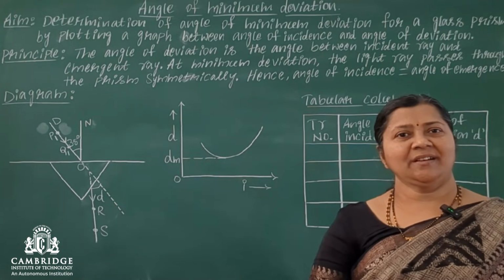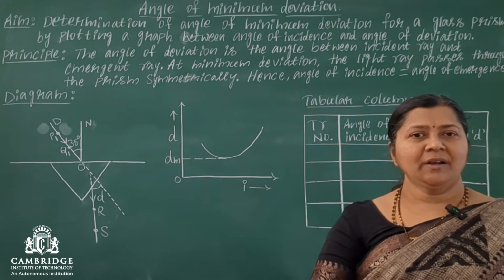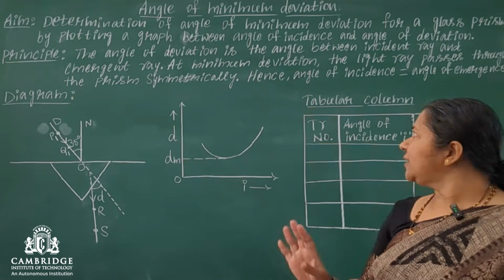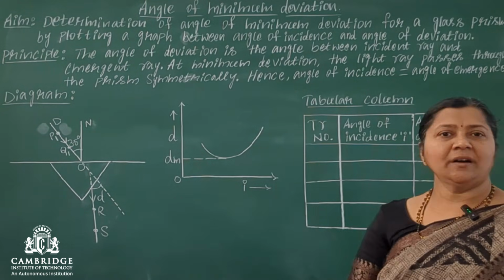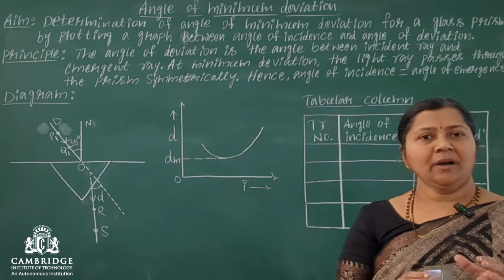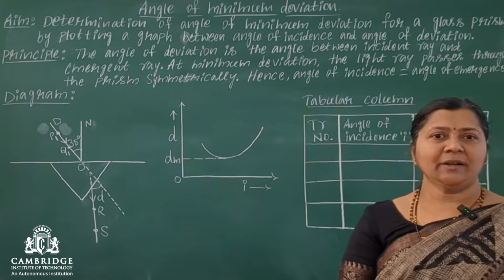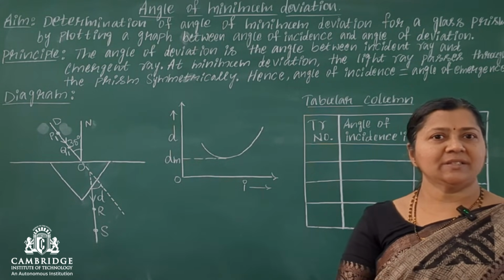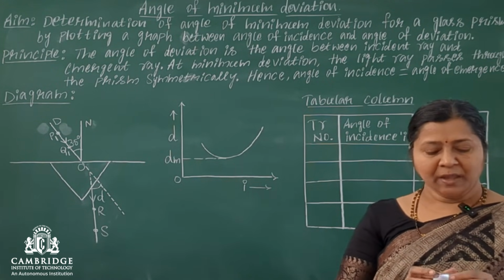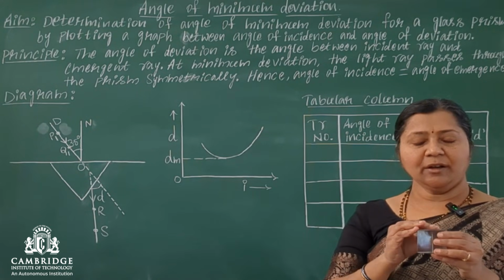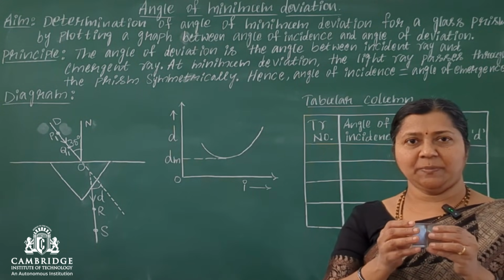Namaste students. Now we are going to perform a very important experiment of your second PUC related to optics: determining the angle of minimum deviation of a given prism by the method of plotting a graph, with angle of incidence along the x-axis and angle of deviation along the y-axis. Angle of minimum deviation depends on the material of this prism and the angle of this prism.